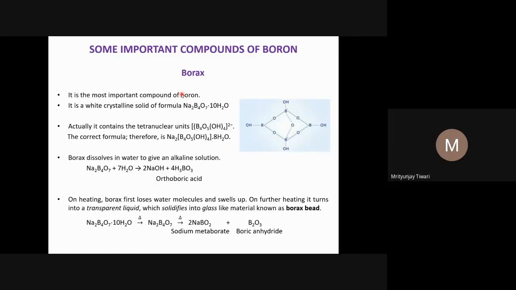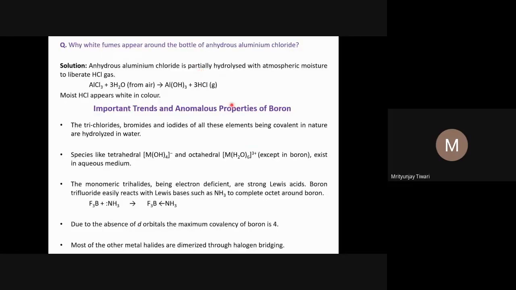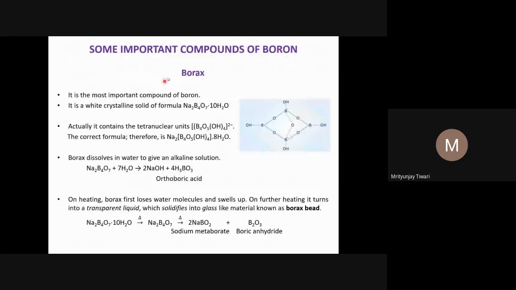Hello students, good morning. So today, as you know, I have started group 13, chemistry of group 13 elements, and I have explained a few basic things. Now we are going to study some important compounds of boron. The compounds we are going to study are borax, orthoboric acid, or boric acid as we also call it, and diborane. These are the three compounds that are there in our syllabus.